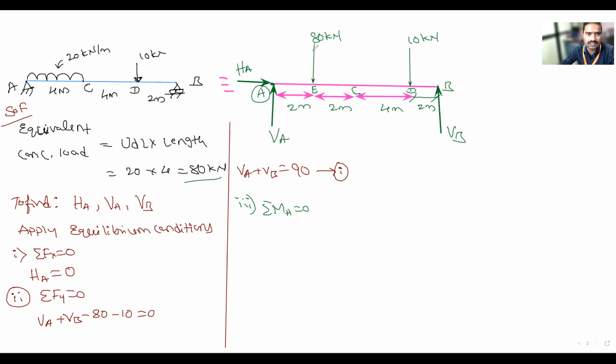Next, this 80 kilonewton force, is it moving in the downward direction or upward direction? Downward. Whether the beam will rotate in clockwise or anti-clockwise direction? Clockwise. Is it positive or negative? Positive. So clockwise is positive, anti-clockwise is negative. So plus 80 is the force. What is the distance from A to E? 2 meters.